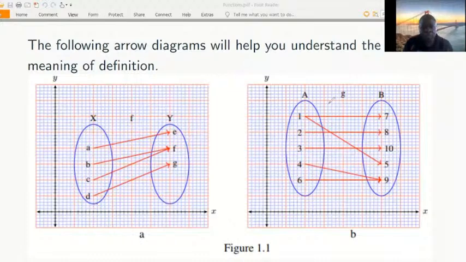Let's look at g here. We have set A with these elements, and then we have set B with these elements. Let's see whether g is a function.